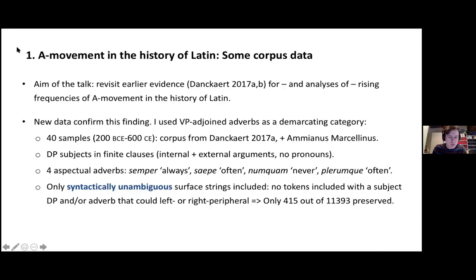This difficulty is exacerbated by the fact that you also have to be careful that it's not just the subject DPs that are in some sense peripheral, but also the demarcating categories you're using, the adverbs. What this entails is that I have to throw away a lot of the material, and what I kept as syntactically unambiguous tokens of VP and TP internal subjects is a set of 415 observations, whereas I started out with over 11,000 tokens.